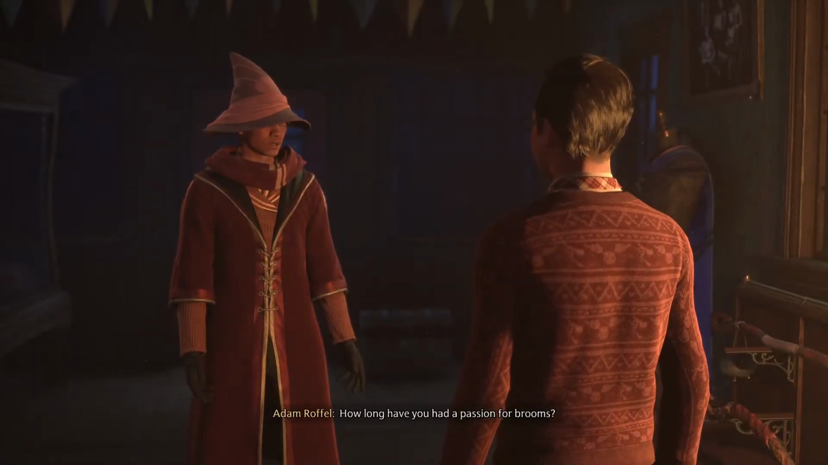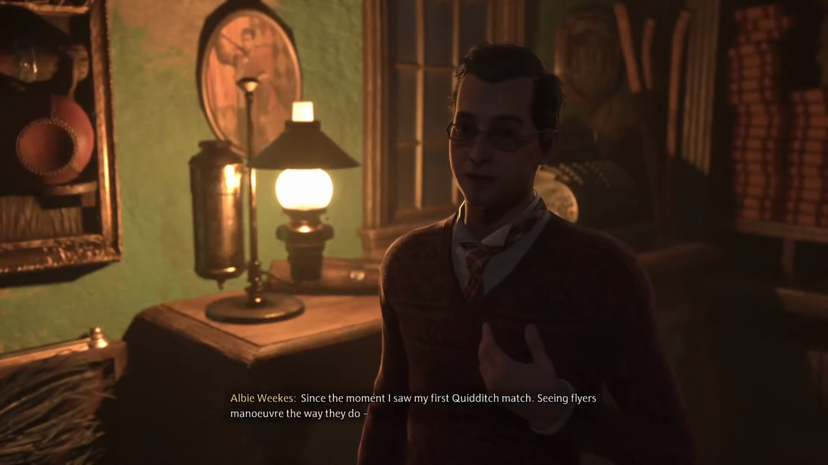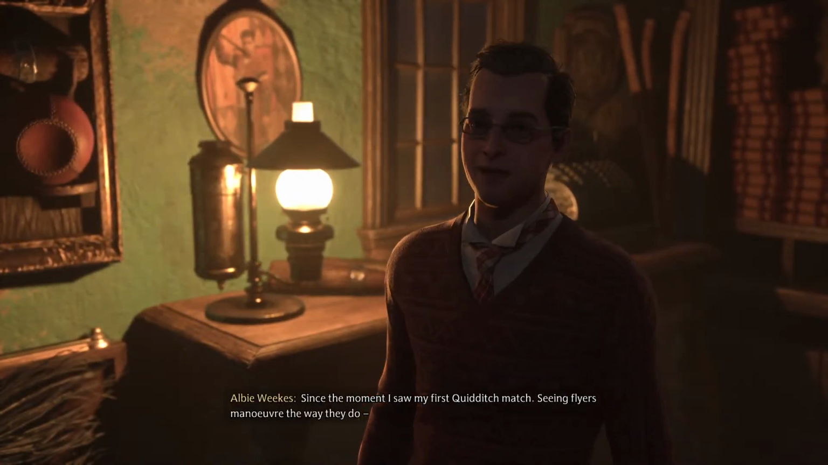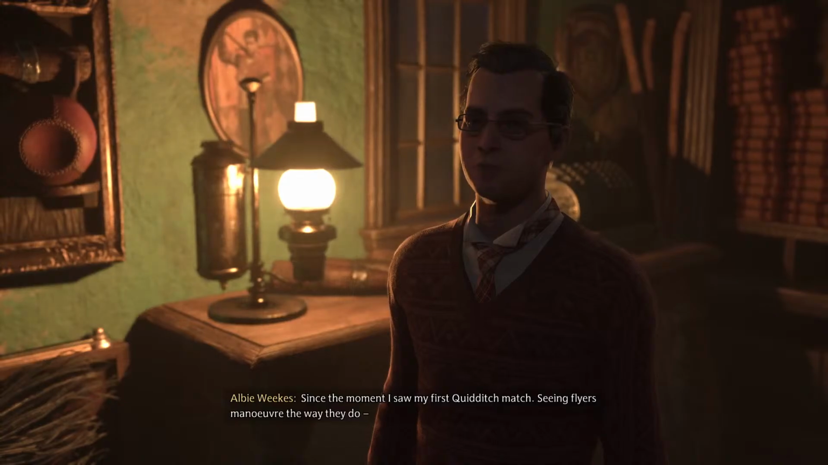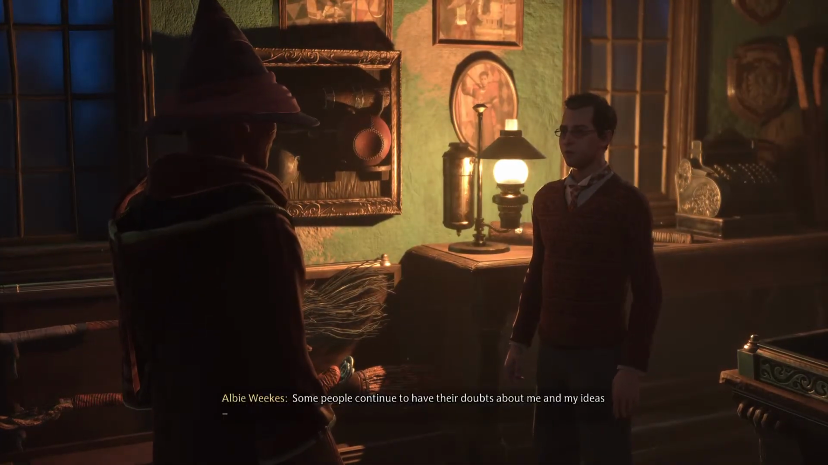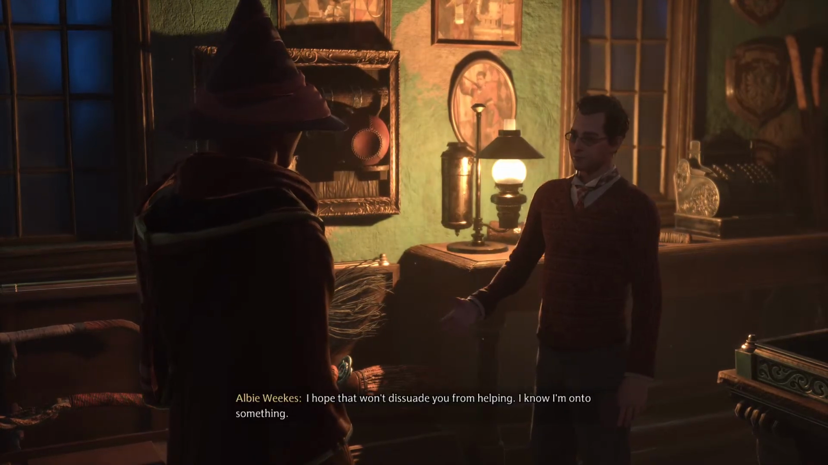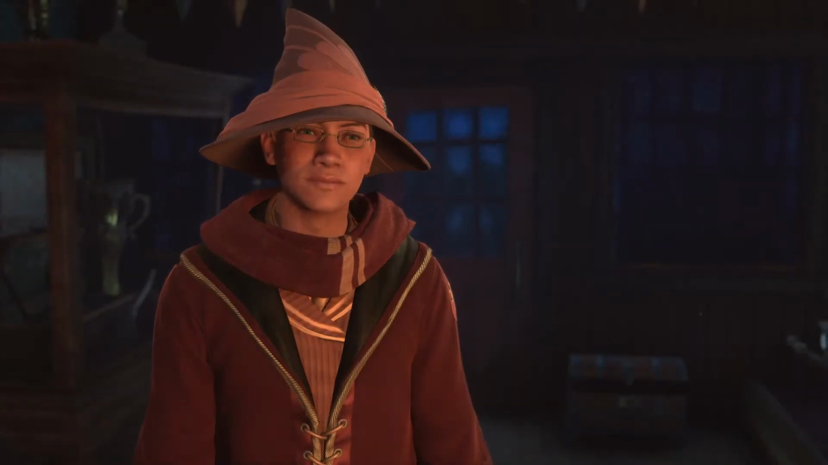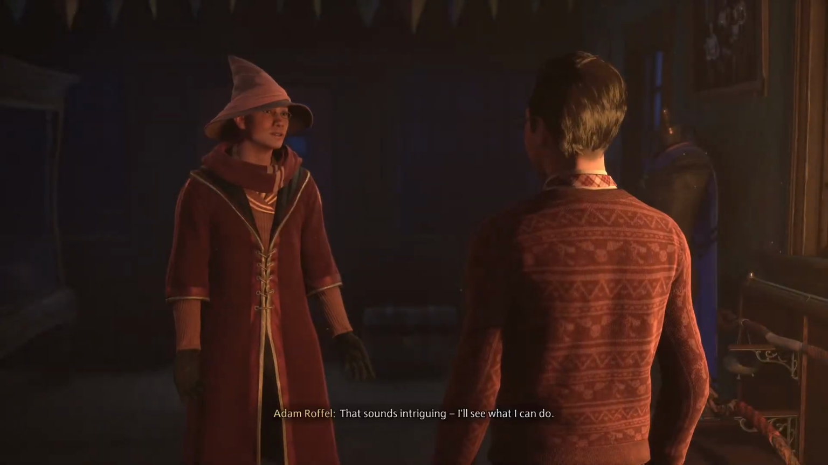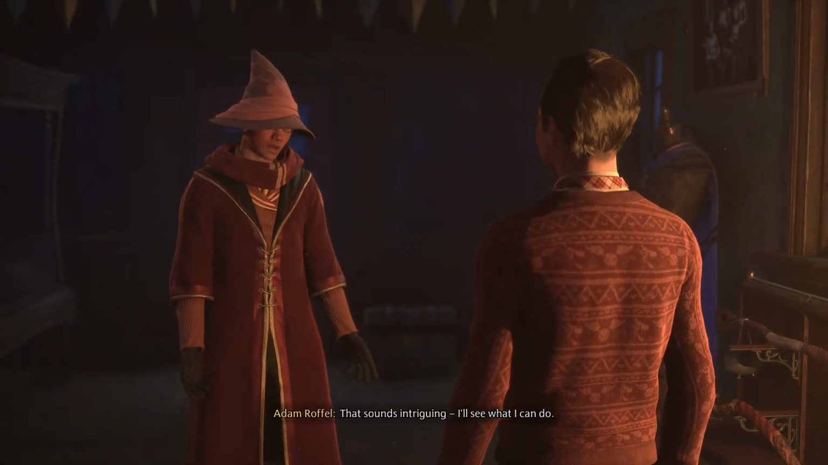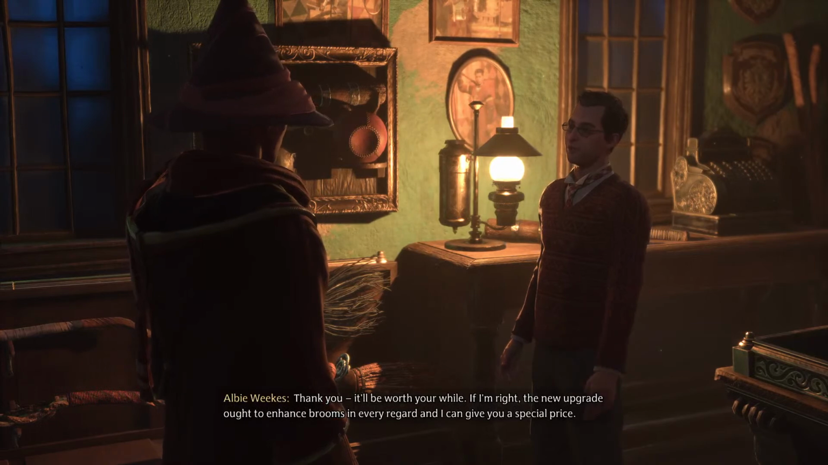How long have you had a passion for brooms? Since the moment I saw my first Quidditch match, seeing flyers manoeuvre the way they do. Oh, some people continue to have their doubts about me and my ideas. I hope that won't dissuade you from helping. I know I'm onto something. That sounds intriguing. I'll see what I can do. Thank you. It'll be worth your while.